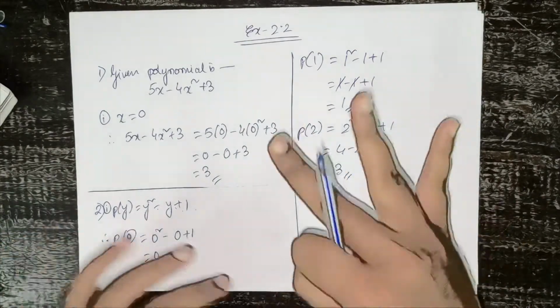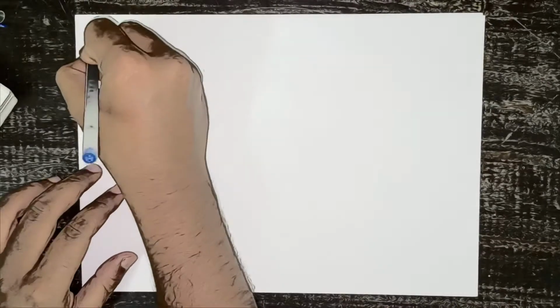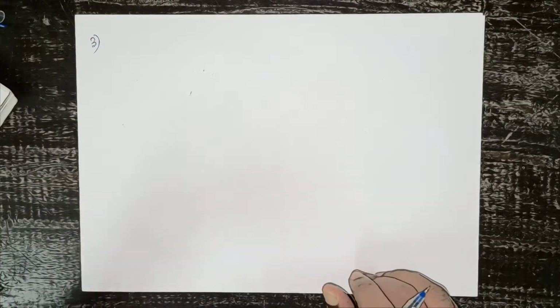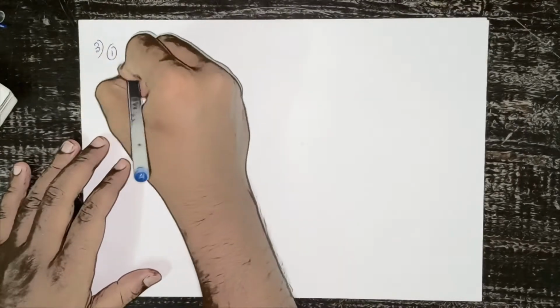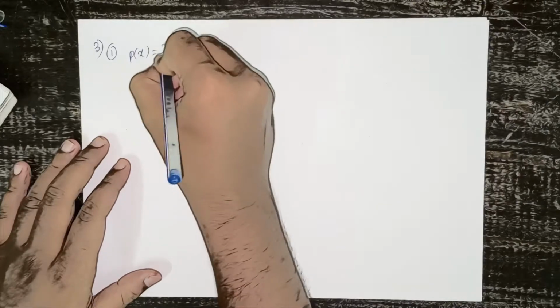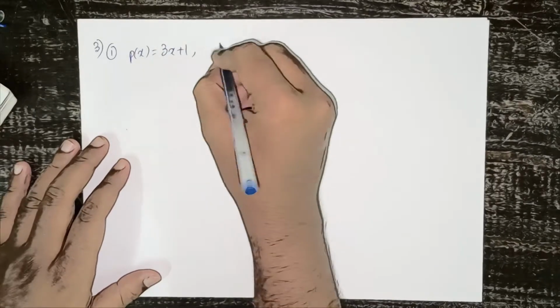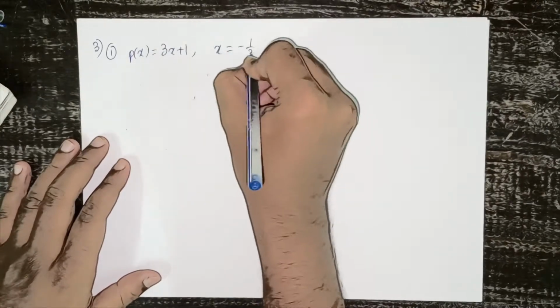Okay, let's move on to question number 3. Let's not waste any more time. Let's move on to the next one. So what do we have in question number 3? In question number 3, verify whether the following are zeros of the polynomial indicated against them. So let's see the first question, number 1. P of x is given as 3x plus 1 and the value of x is given as minus 1 by 3. So what do we have to do?